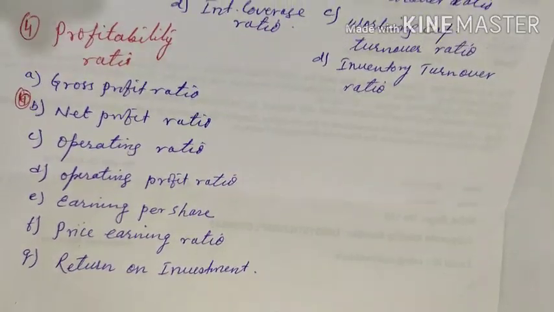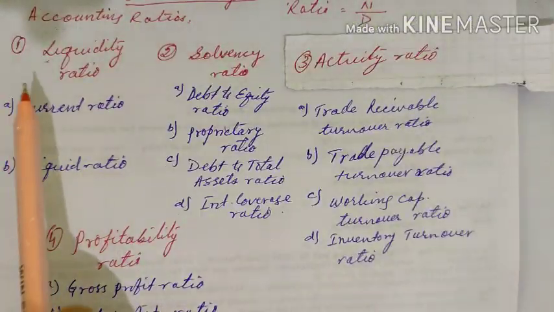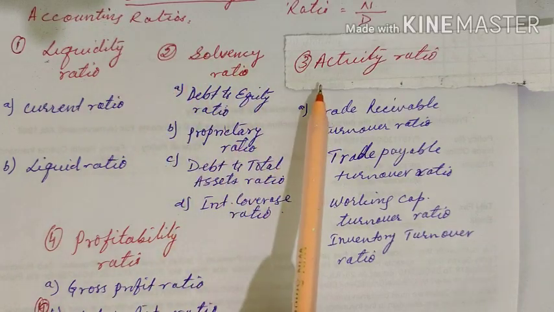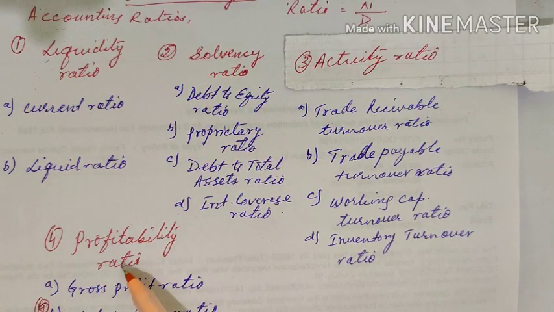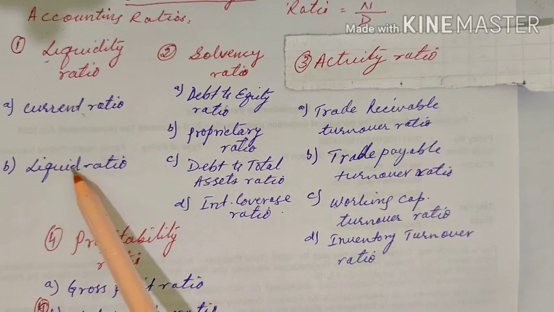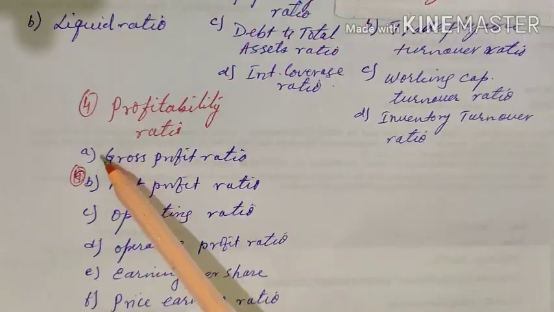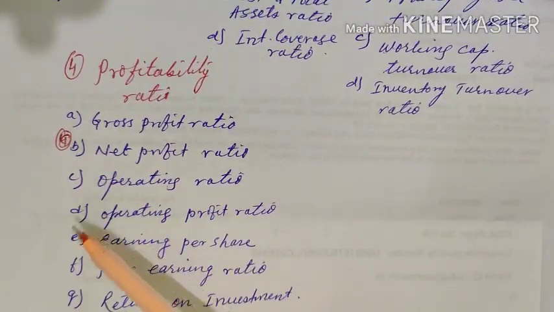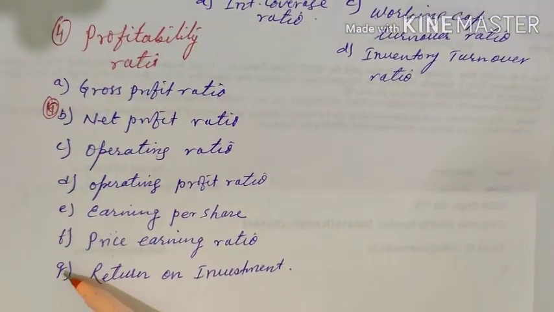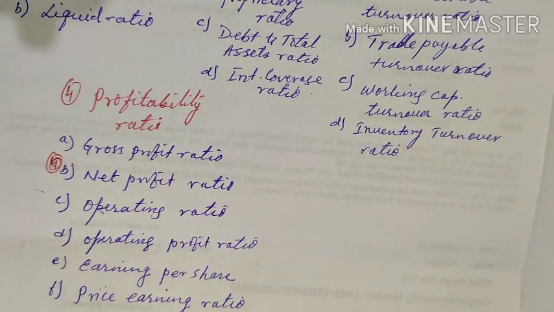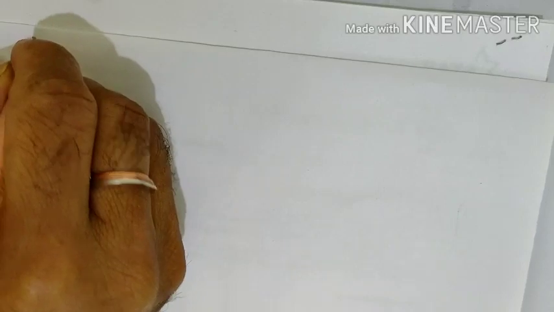Return on investment. These are the ratios we have: liquidity ratio, solvency ratio, activity ratio, profitability ratio. So altogether, how many ratios you have to know? 1, 2, 3, 4, 5, 6, 7, 8, 9, 10, 11, 12, 13, 14, 15, 16, 17 ratios you have to know in this chapter. Let's understand current ratio.